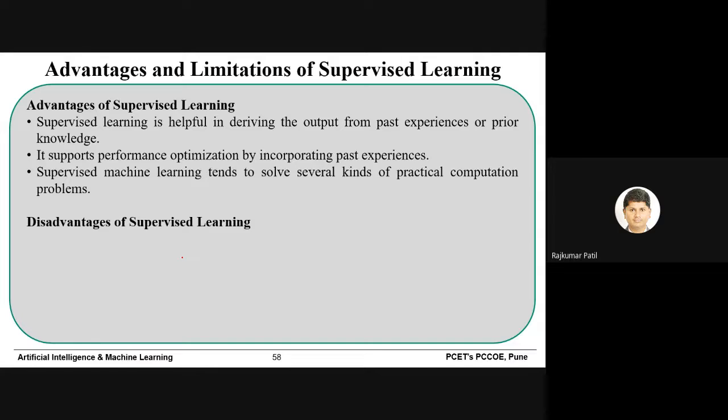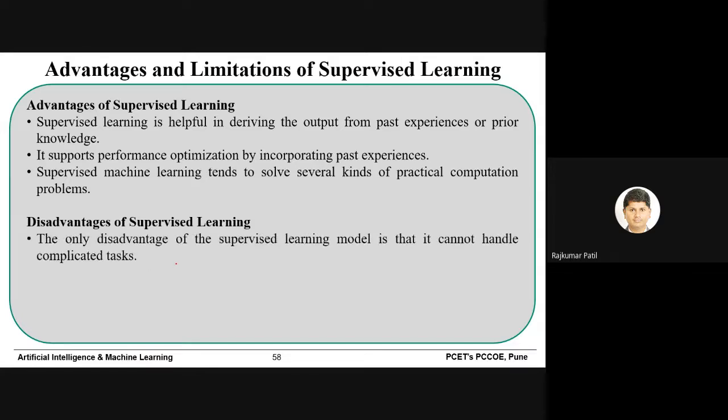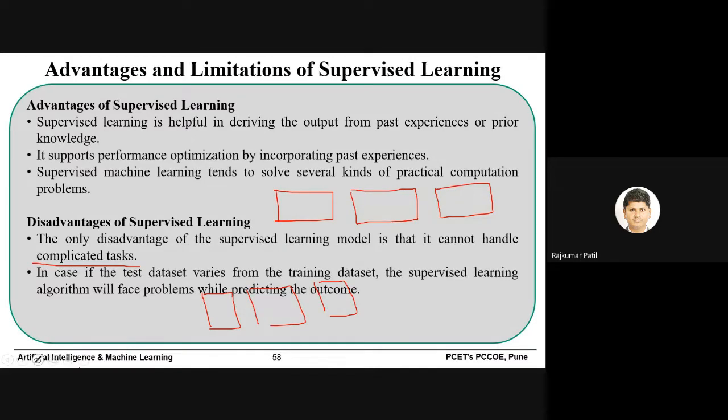Again, there are certain disadvantages as well. The only disadvantage of the supervised learning model is that it cannot handle complicated tasks. Suppose different grapes are there and they are not labeled. The model doesn't know which one is green, which one is yellow or black. So in that case, it is challenging. Again, if there are so many varieties of fruits, then in that case the model may face a problem. In case the test data set varies from the training data set, the supervised learning algorithm will face problems while predicting the outcome. Just the question raised by the student.